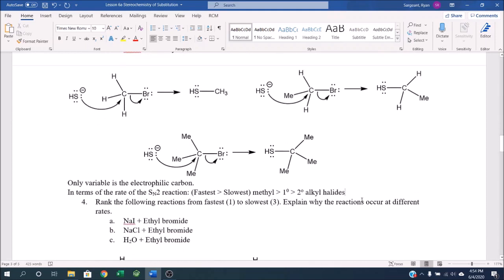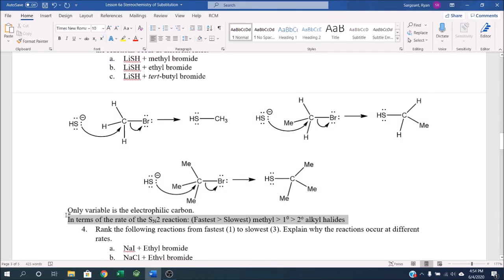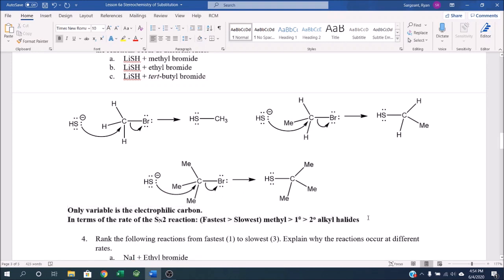So now we're ready to address the question. In terms of the rate of an SN2 reaction, which is all we're focusing on so far in this worksheet, this is a methyl bromide, and so that's methyl. This would be the fastest. The second one over here is an ethyl bromide. If we look at the bromine, it's connected to a carbon. The carbon is only connected to one other carbon, so that's a primary alkyl halide. Primary alkyl halides are slower than methyl alkyl halides.